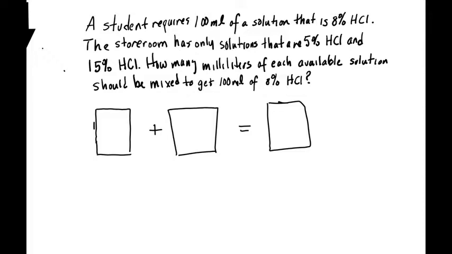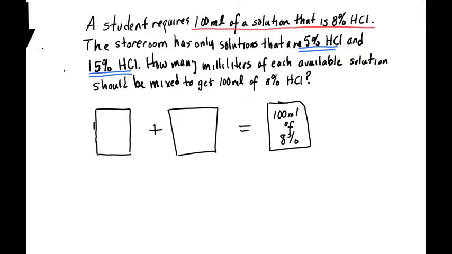Now, I require 100 milliliters of 8%. So I will write that in my final product, 100 mils of 8% solution. And I'm going to get that by combining a 5% solution and a 15% solution. Now the question is, how much do I need of each really to get that 8% solution?